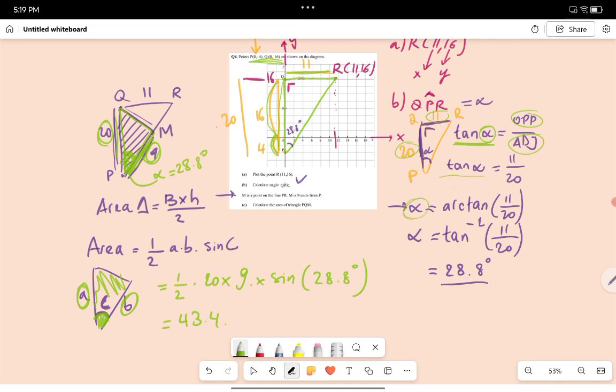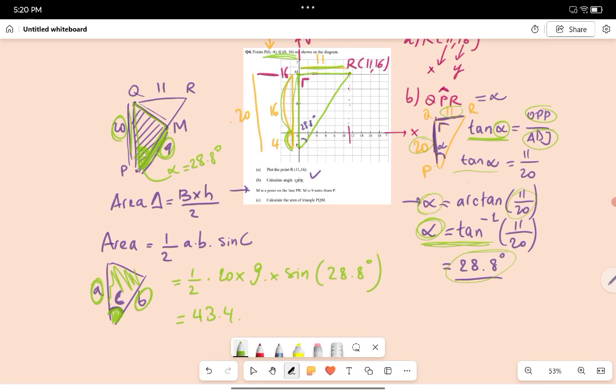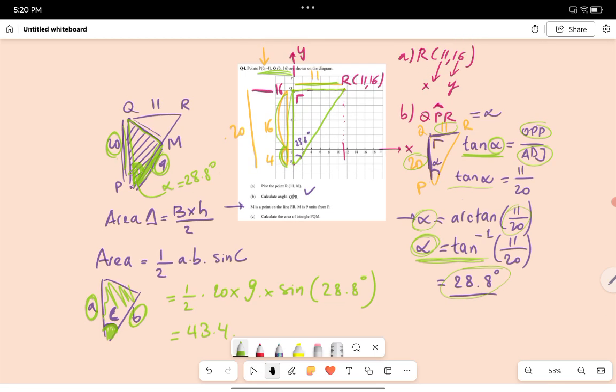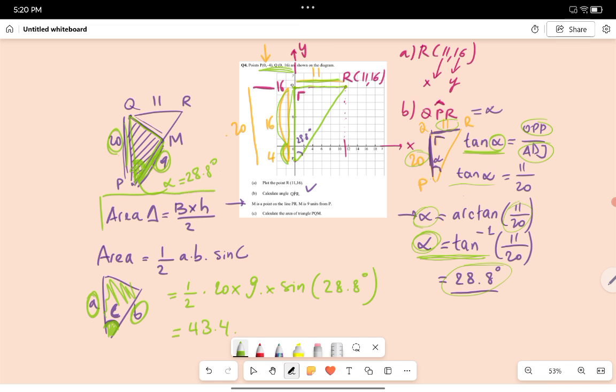Then you use the inverse tangent, the arctan. That means the angle such that the tangent is 11/20. You plug that in your calculator and 28.8 comes out. Then the second part is calculating the area of the triangle. Normally we know the area of a triangle is base times height divided by 2. But here we could take this as the base, but then we don't know the height. Or we could do this, but then we don't know the height either. So we have to be a bit more creative.